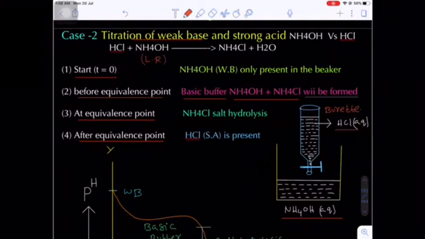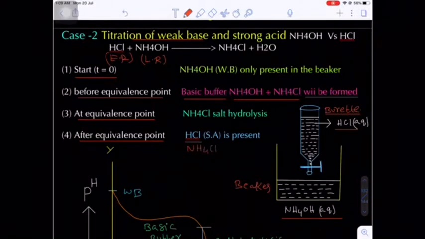Okay. Now what about after the equivalence point? What happens here? In the beaker NH4OH is completely consumed. That means now the limiting reagent is the solution present in the beaker, and the beaker is this. The excess reagent will be the solution present in the burette.